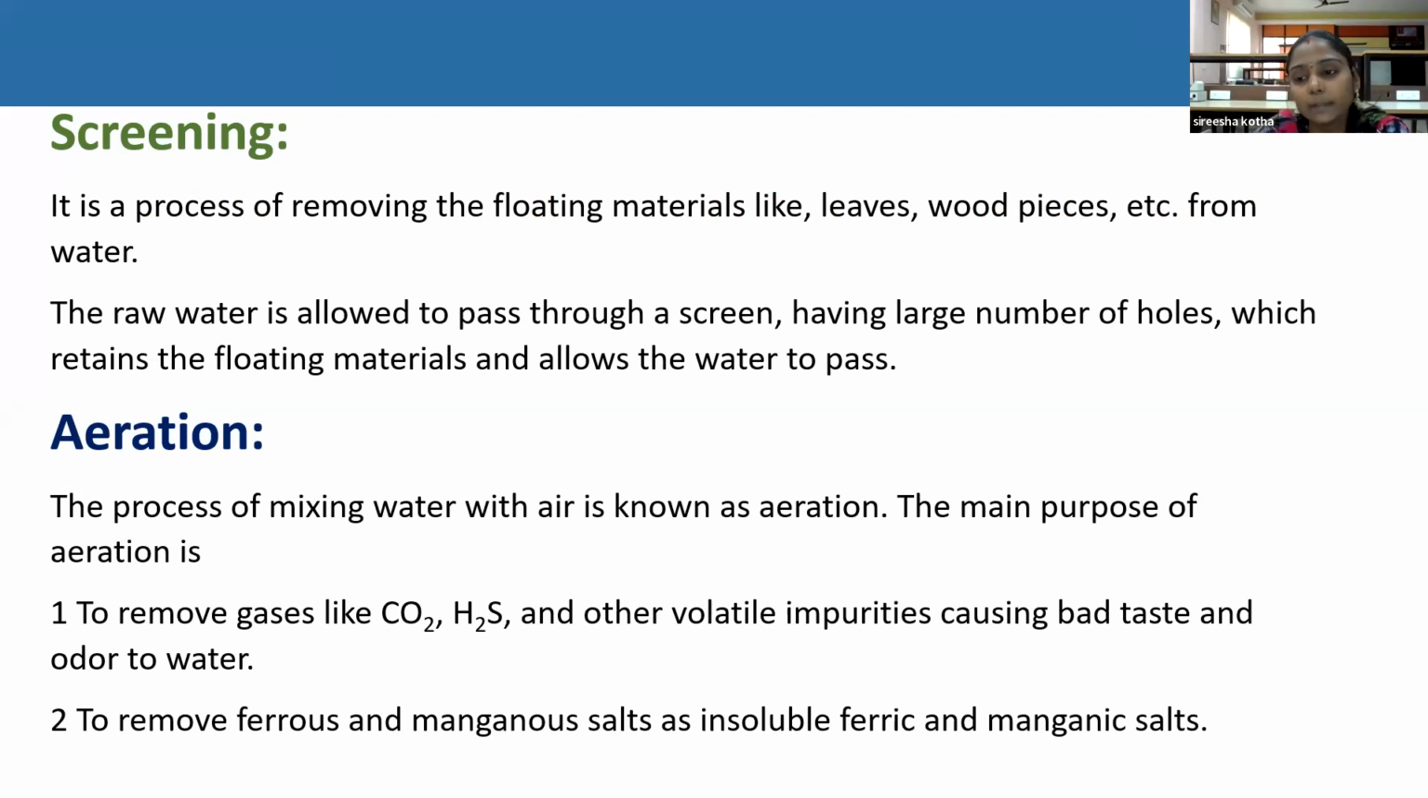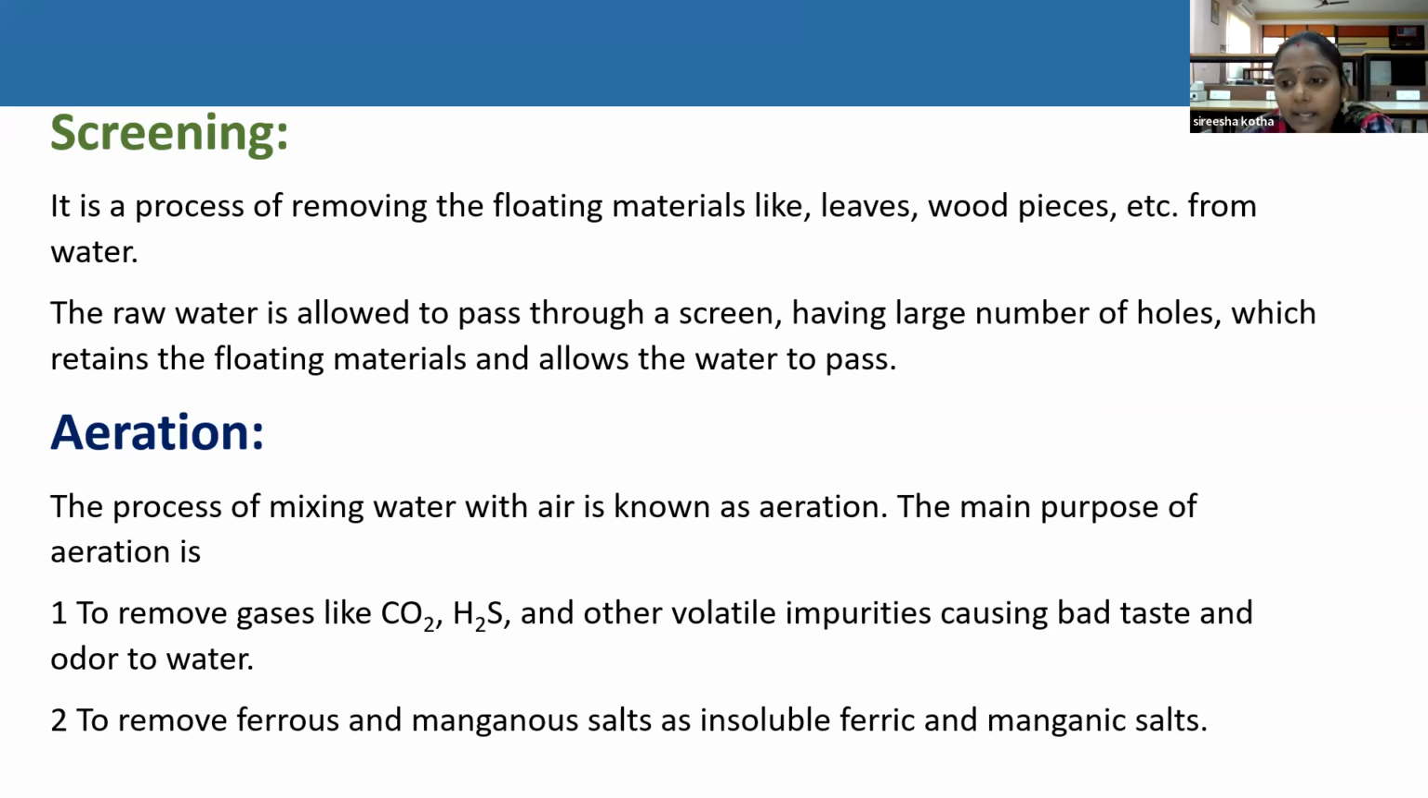The next step is aeration. Aeration means we allow gases. The process of mixing water with air is known as aeration. The main purpose of aeration is to remove gases like carbon dioxide, hydrogen sulfide, and other volatile impurities causing bad taste and odor in water, and to remove ferrous and manganese salts as insoluble ferric and manganic salts.